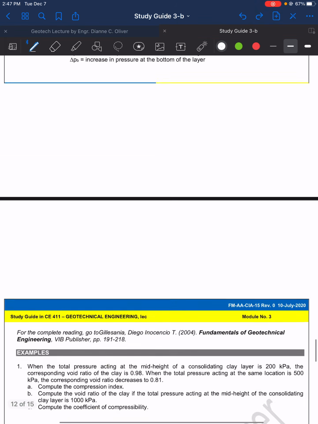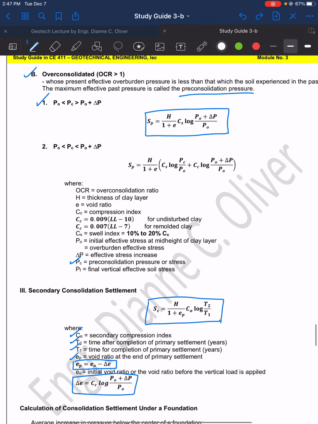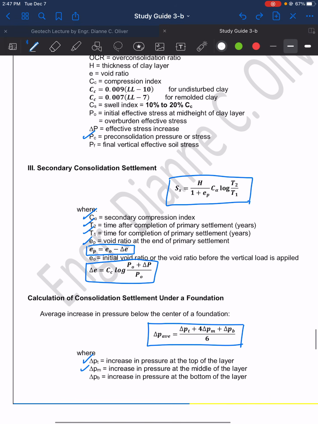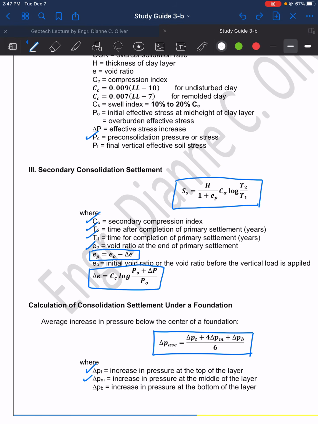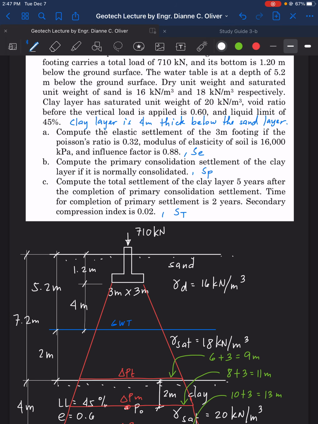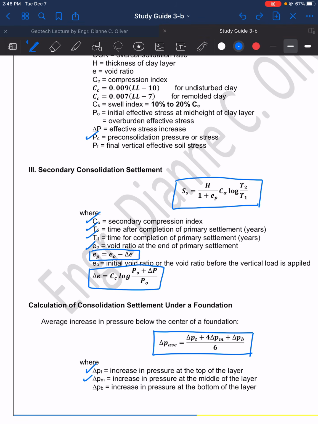Okay, so to understand that, let's go to the formulas. So this is the secondary consolidation settlement, S sub S. So we have the C sub alpha, secondary compression index. Do we have that? Yes, given 0.02. So this is our secondary compression index, C alpha, 0.02. What else? Time 2 and time 1. So which one is time 2, which one is time 1?